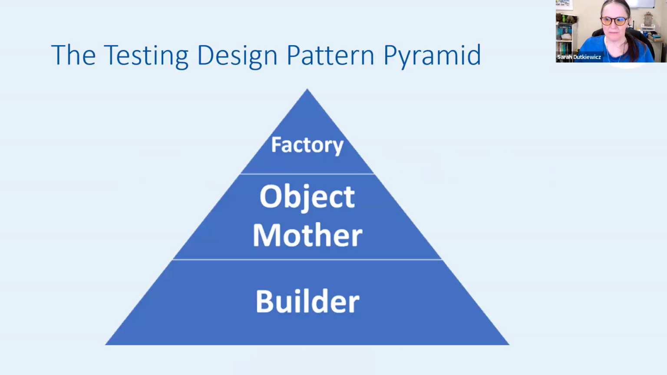So I want to start out by pointing out what I call the testing design pattern pyramid. The reason I call it that is because of the way I have it organized. We have the factory pattern, where there's essentially one method that you're going to use to create your item. The object mother, on the other hand, will have predefined items that you would use consistently in testing over and over again. You just say, give me one of these, or give me one of those of different types. But they're very predefined.